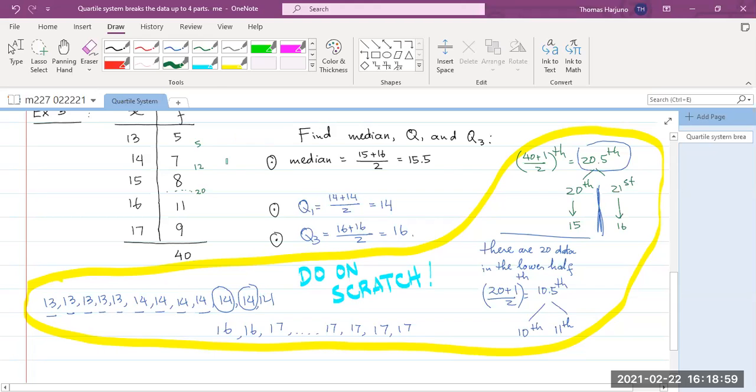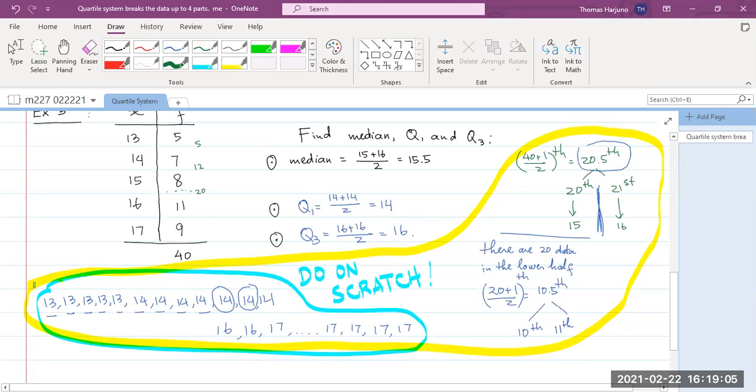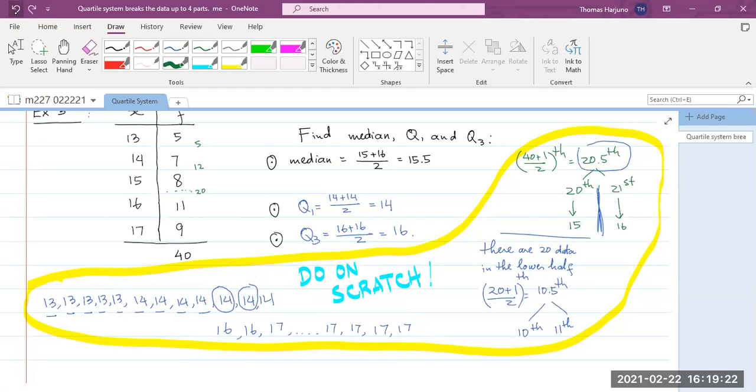Now the thing is, the method that I show you down here is not reliable because if you need to write down everything, imagine if I have 400 data, then you will have a very hard time. So try to imagine if you put those numbers in order instead, but without writing it down. That's what I mean.